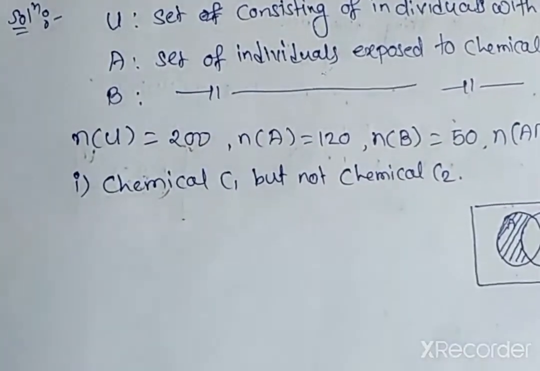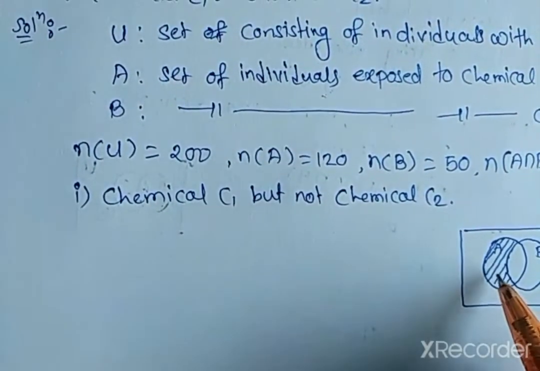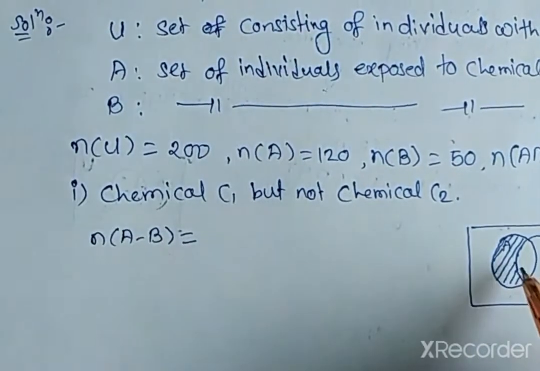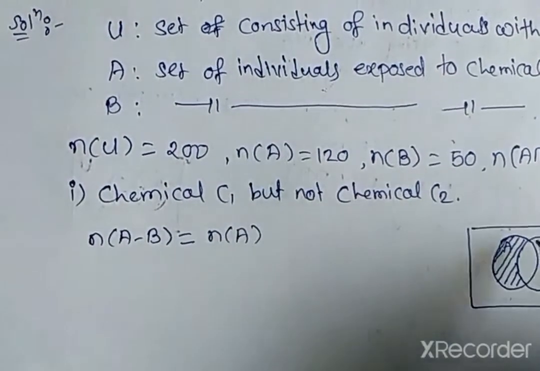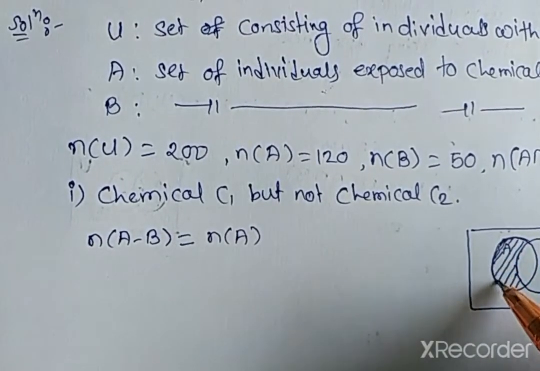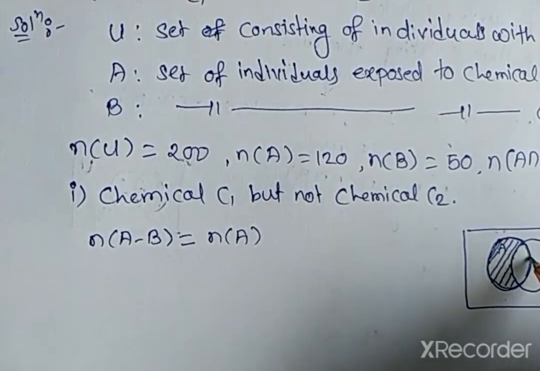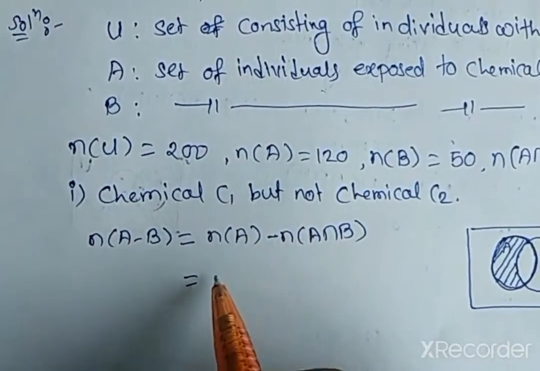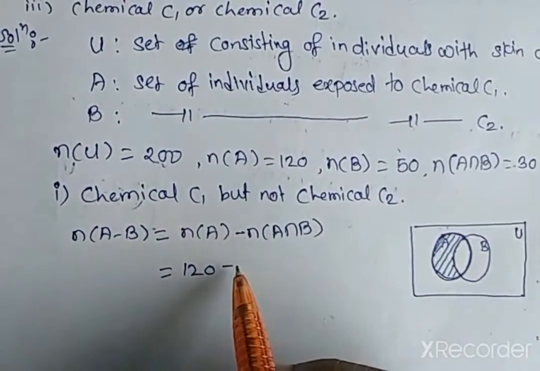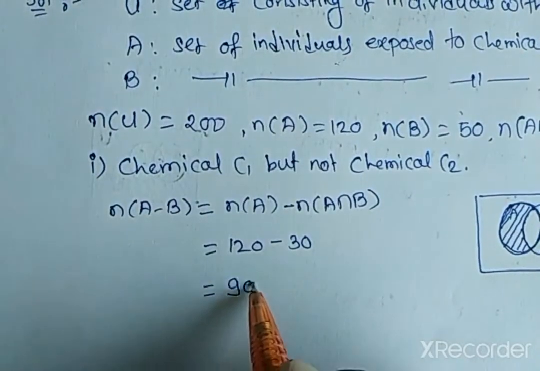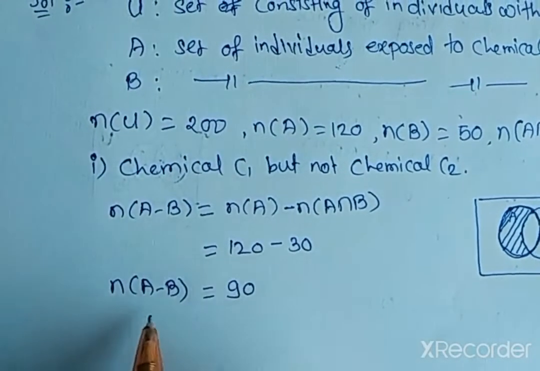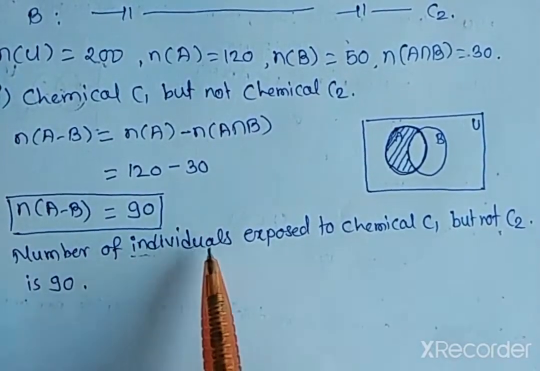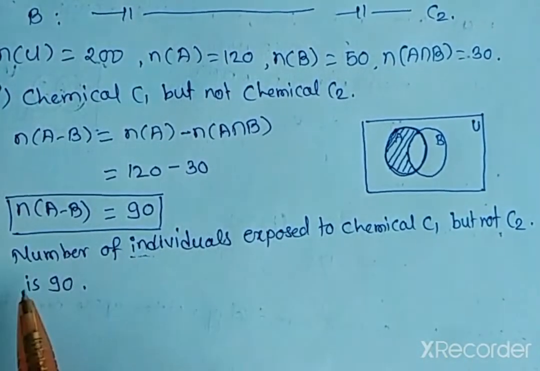Okay, therefore we can define a formula. What we have to find is n of A minus B. So n of A minus B is equal to n of A, which is the total set A, and from that we have to subtract the common part of A and B, that is minus n of A intersection B. Which gives n of A is 120 minus n of A intersection B is 30. So we get n of A minus B is equal to 90, which is our first answer. That is, the number of individuals exposed to chemical C1 but not chemical C2 is 90.